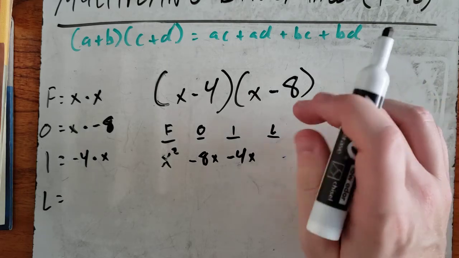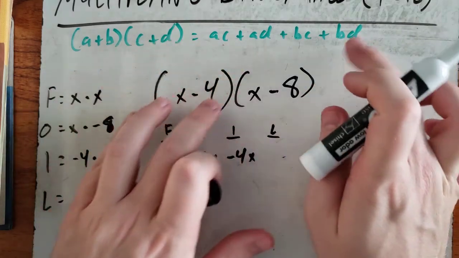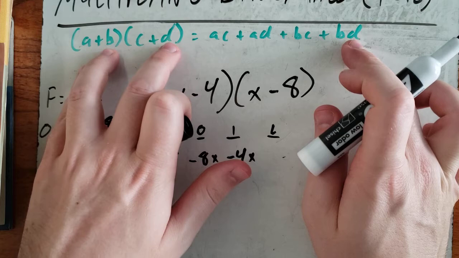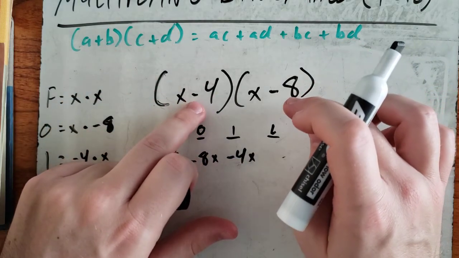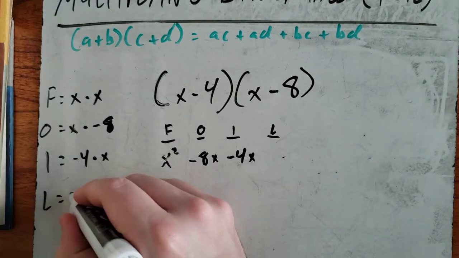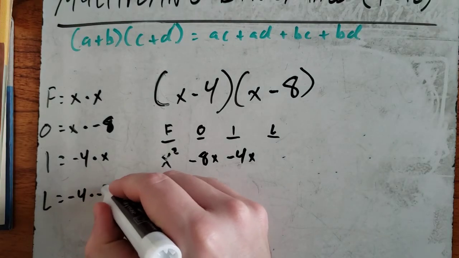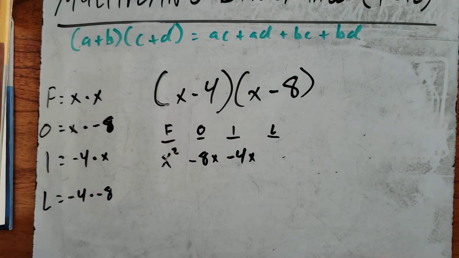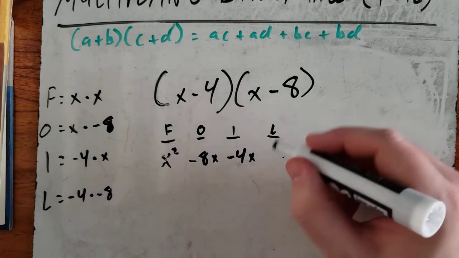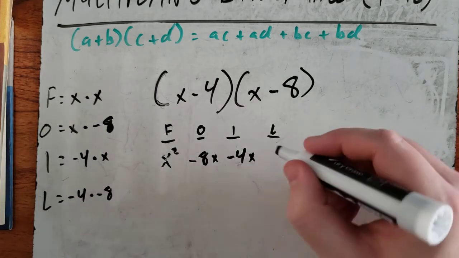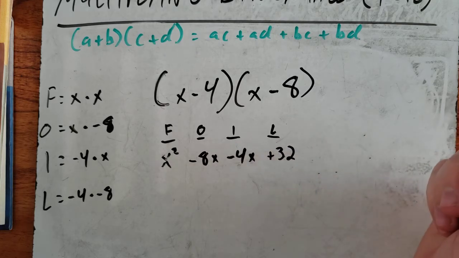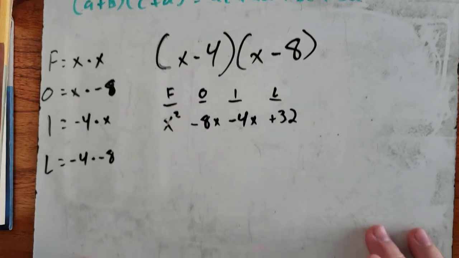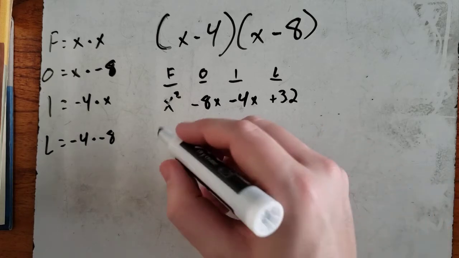And then our last here, our B and our D terms. So our last terms here are our numbers, negative 4 times negative 8. And when we do that, negative times negative equals a positive 32.